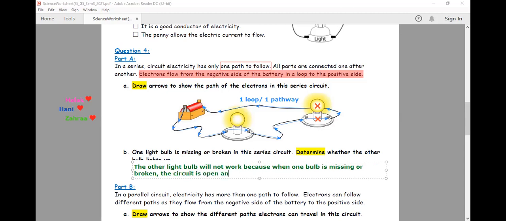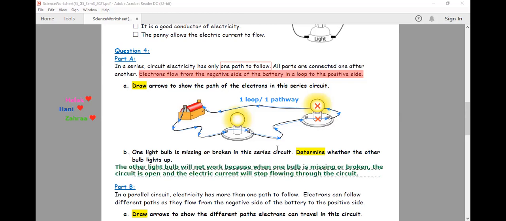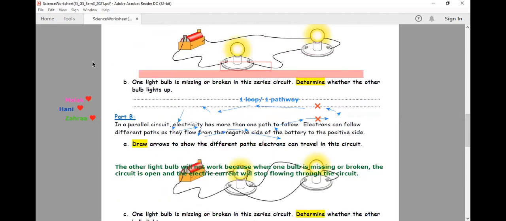And what will happen to the electric current? Will stop. Turn off. Flowing through the circuit. The other light bulb will not work because when one bulb is missing, the circuit is open and the electric current will stop flowing through the second light bulb. The whole circuit will fail.